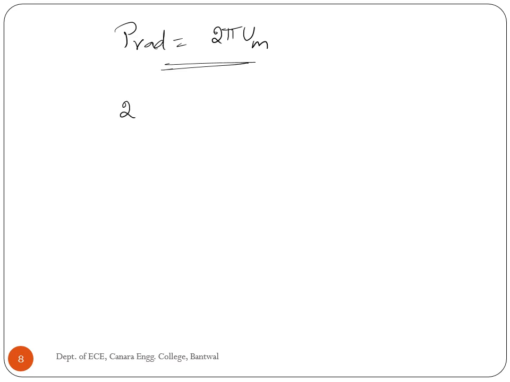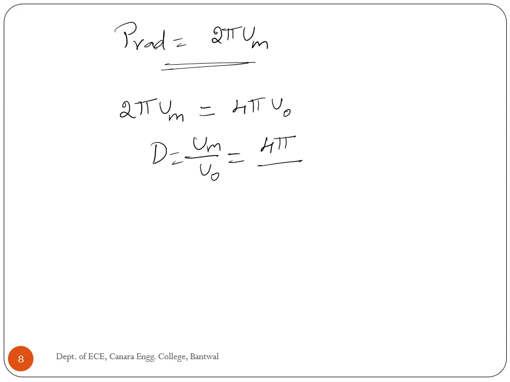Radiated power for the given pattern is 2 pi Um, which is equal to the radiated power from an isotropic source, that is 4 pi U naught. Directivity is equal to Um by U naught, which is equal to 4 pi divided by 2 pi, which is equal to 2. Therefore, directivity is equal to 2 for the given pattern. Directivity is equal to 2 for the bidirectional cosine power pattern.